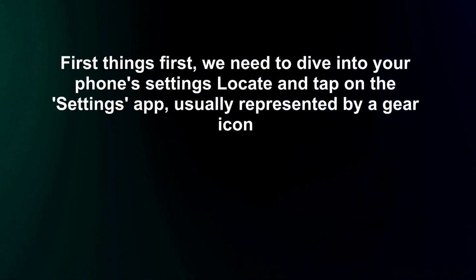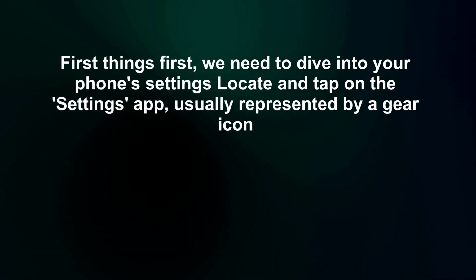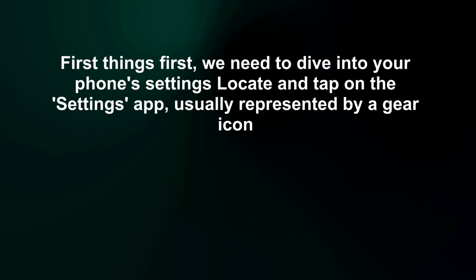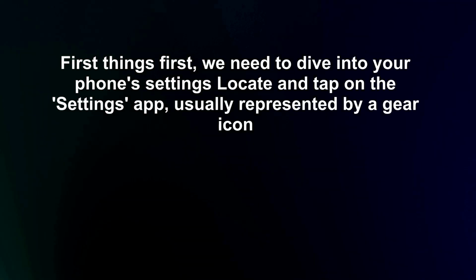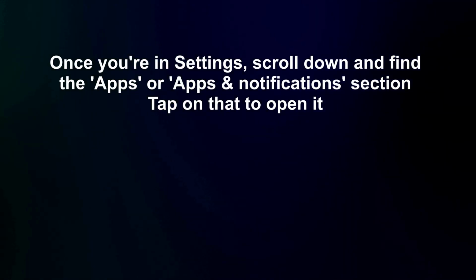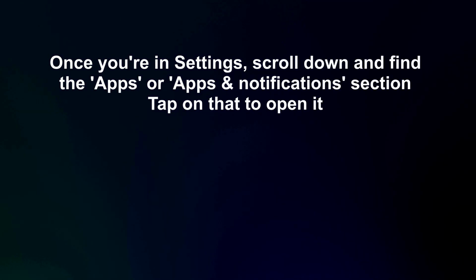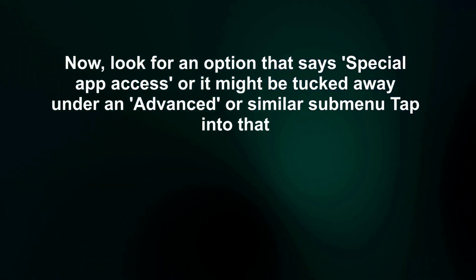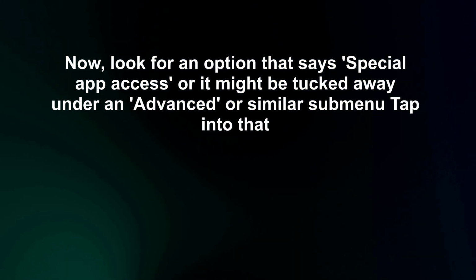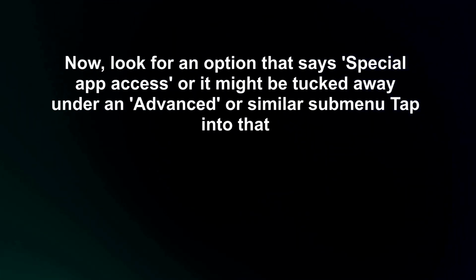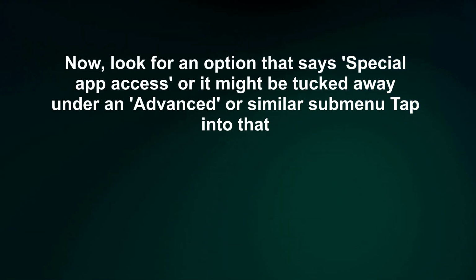First things first, we need to dive into your phone settings. Locate and tap on the Settings app, usually represented by a gear icon. Once you're in Settings, scroll down and find the Apps and Notifications section. Tap on that to open it. Now, look for an option that says Special App Access, or it might be tucked away under Advanced, or a similar submenu. Tap into that.